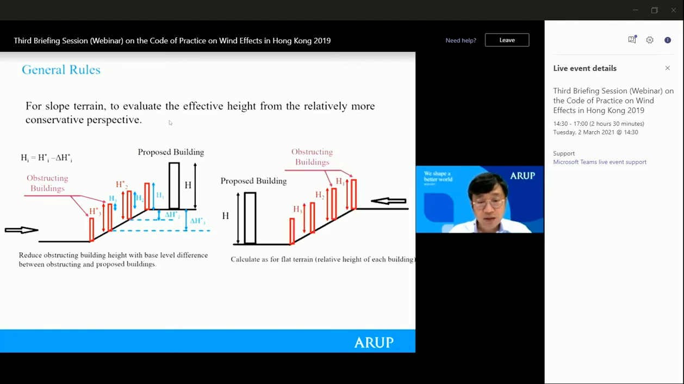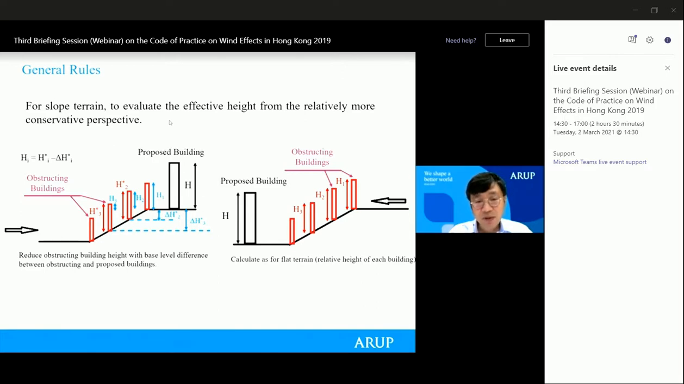The second case is that the target building is located at the bottom of the hill, and there are also some obstructing buildings on the slope of the hill, and the wind blows from the top of the hill to the bottom. In this case, we can also have two considerations of how the wind will approach. One is if the wind approaches parallel to the slope of the hill, then the sheltering or obstructing building height will be the same as the actual building height.